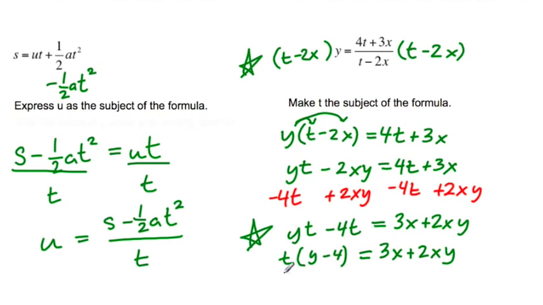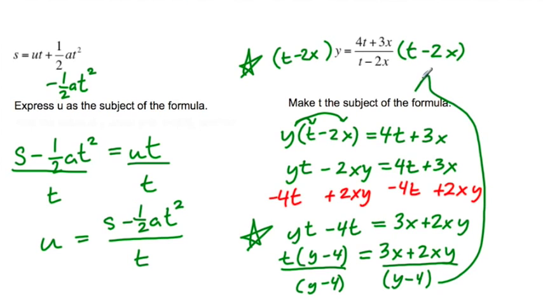So now the last thing I'm going to do is divide both sides by the parentheses of y minus 4, so that my final answer then becomes, oh, I'm running out of space. Let's go up here. We're going to erase you so that I'm left with t equals 3x plus 2xy over y minus 4.